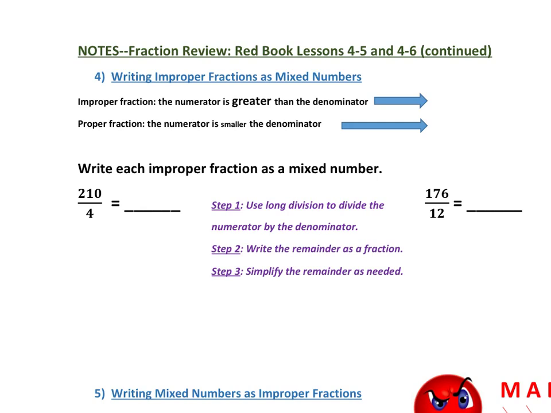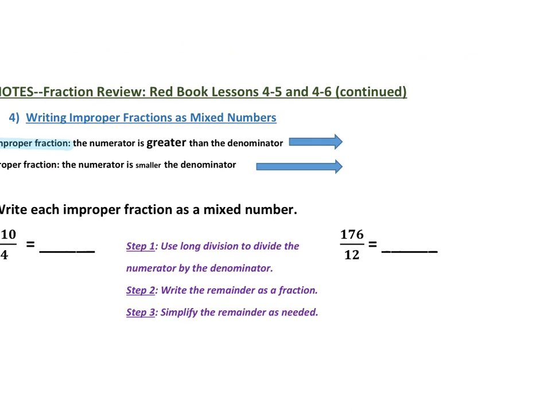So our next section, section 4, writing improper fractions as mixed numbers. An improper fraction, I'm going to highlight that term. Improper fraction is a fraction where the numerator is greater than the denominator. So let's make a couple examples of improper fractions. We could use maybe 12 over 11. So 12 is bigger than 11. That makes this an improper fraction. It can be a lot bigger, like 100 over 3, or just a little bit bigger, like 12 over 11.